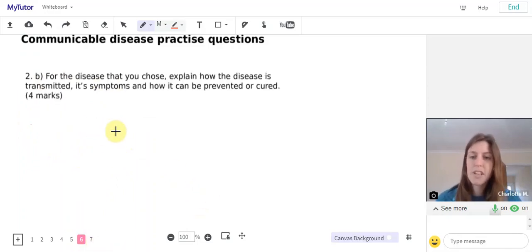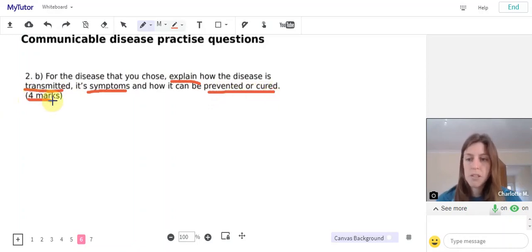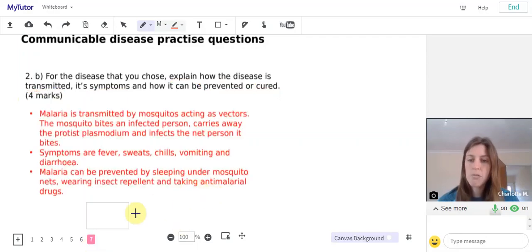And finally, question two, part B. For the disease that you chose, explain, that's our keyword there, explain how the disease is transmitted, its symptoms, and how it can be prevented or cured for four marks. So for four marks, we need to have an answer with about 4 points and some keywords.